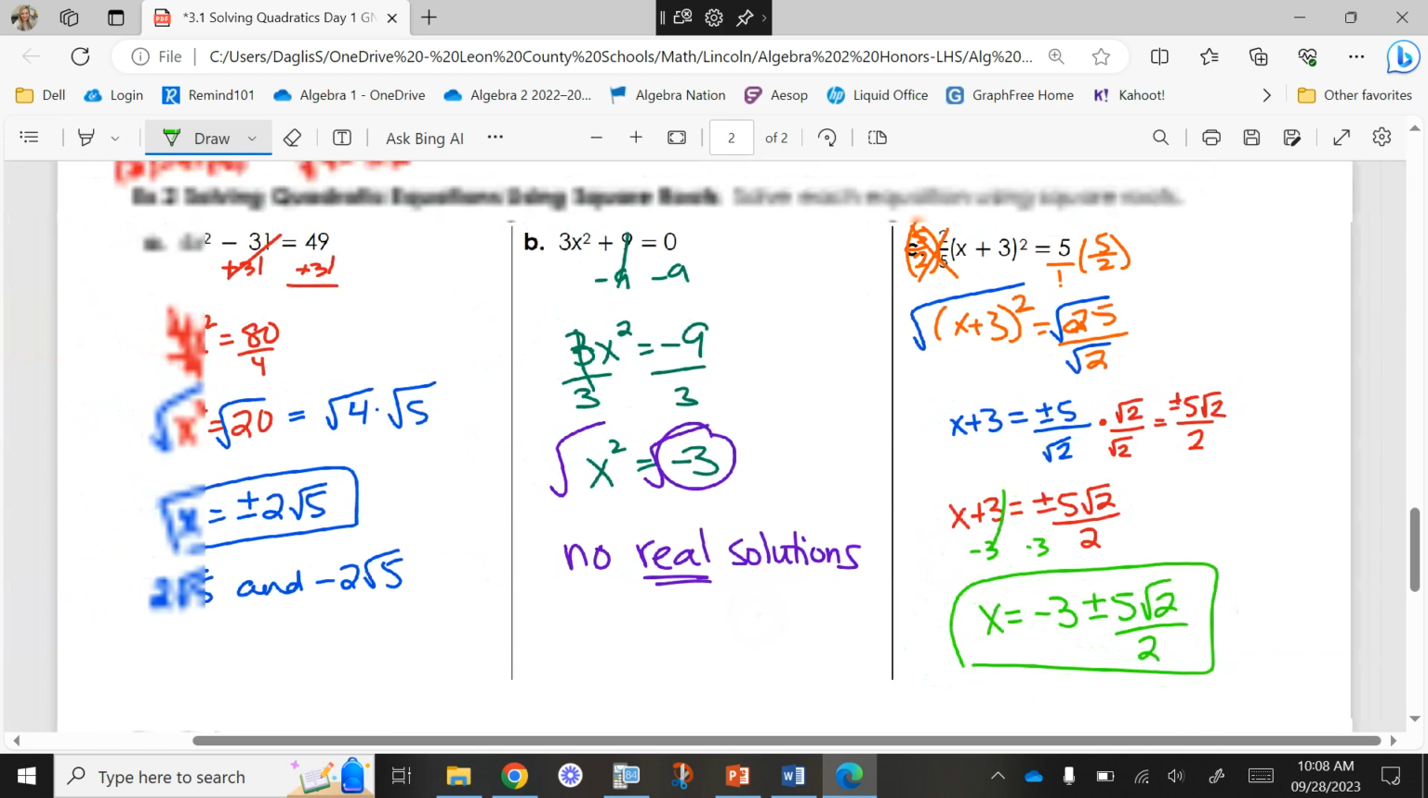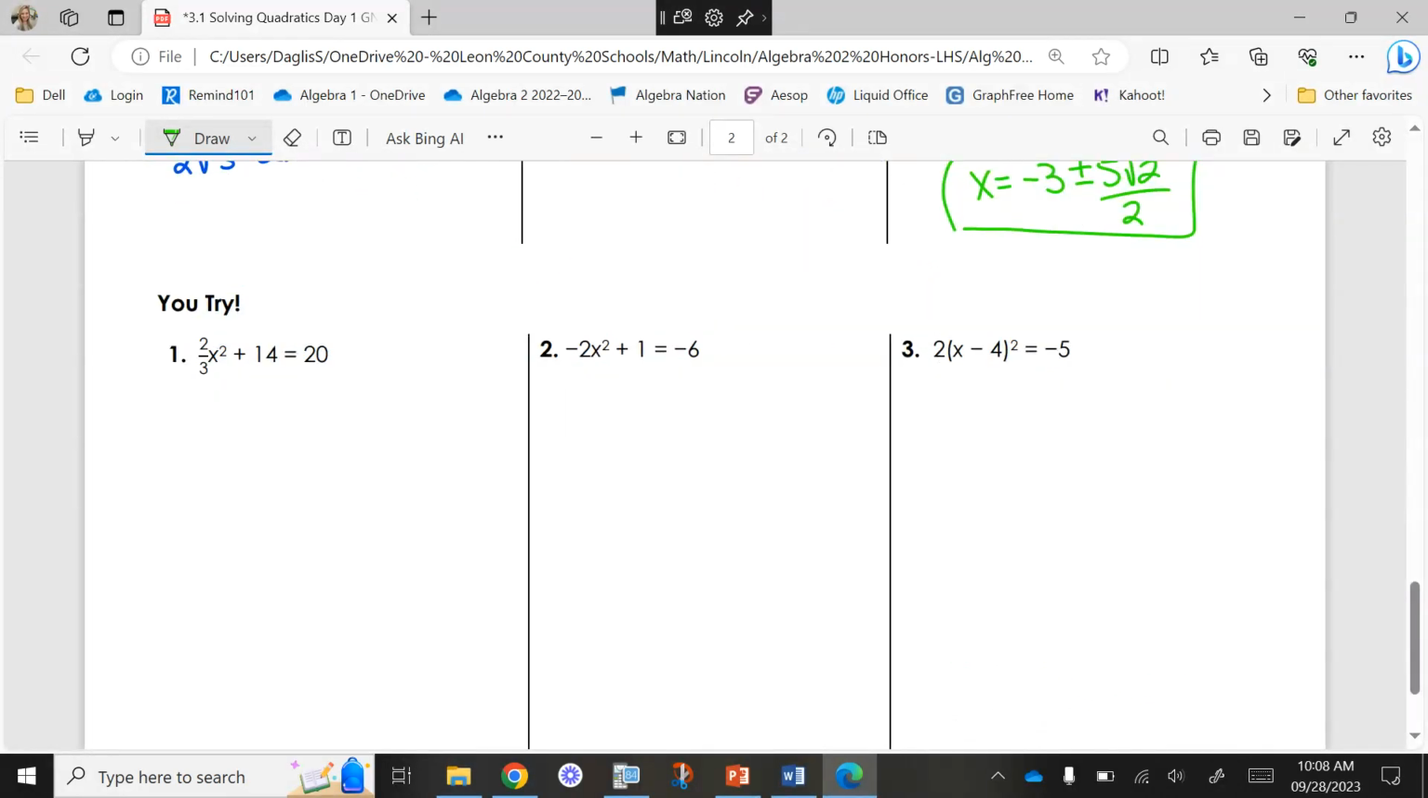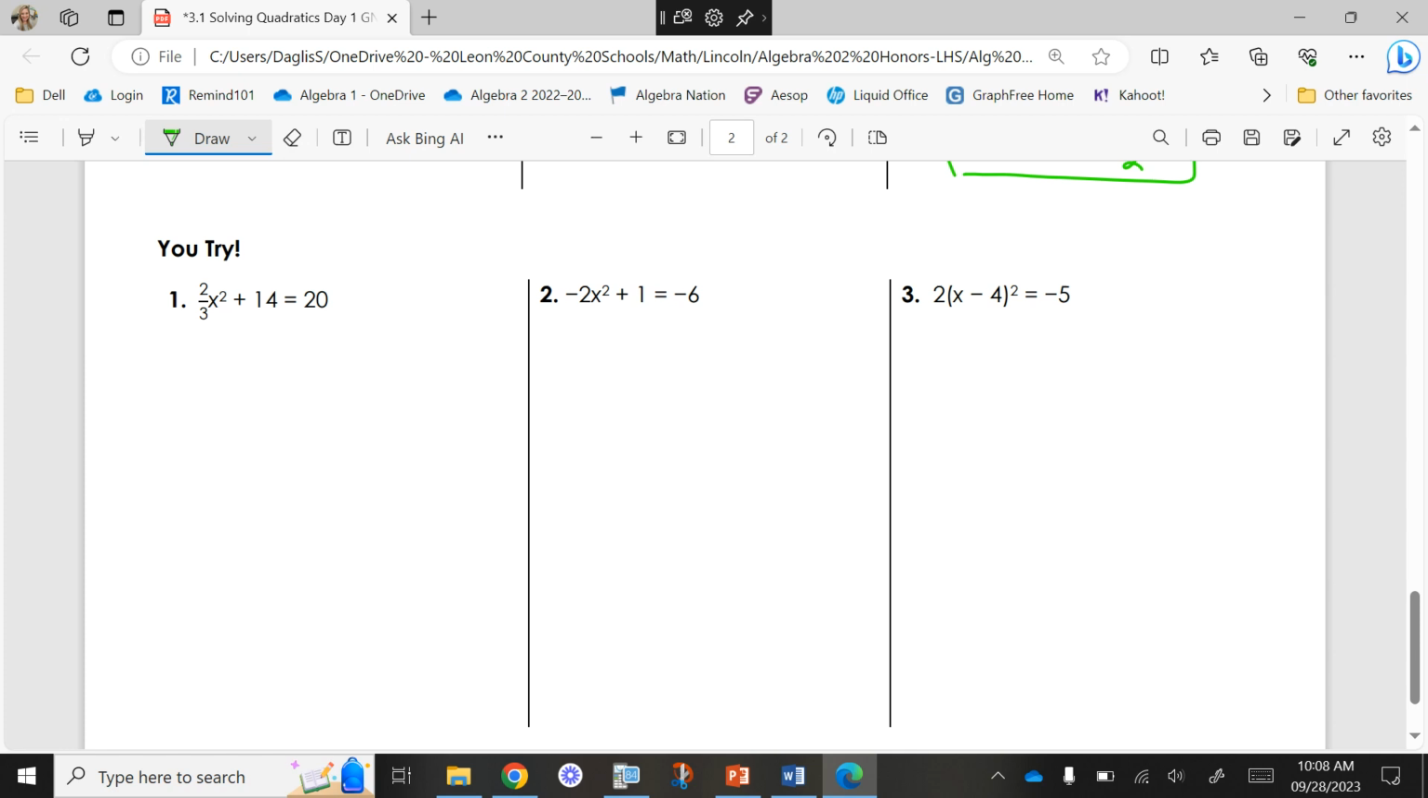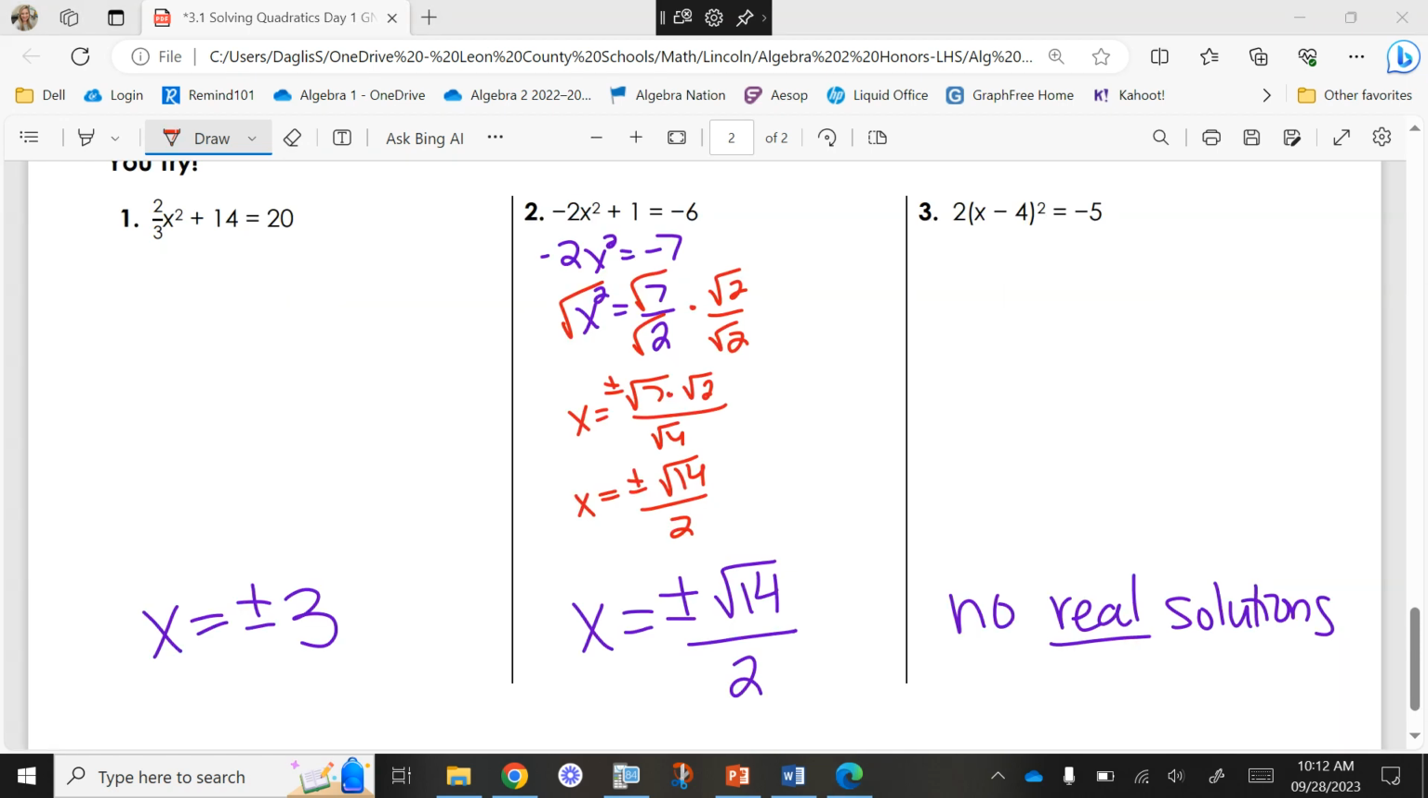All right, it's your turn. If you don't have questions for me, I want you trying these three. All right, check your answers. Yeah, when you square root a fraction, you got to watch out. If that denominator is not a perfect square, you're going to have to rationalize the denominator. Okay, so watch out for it.